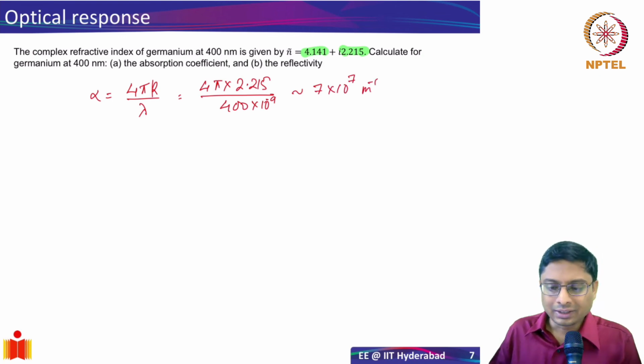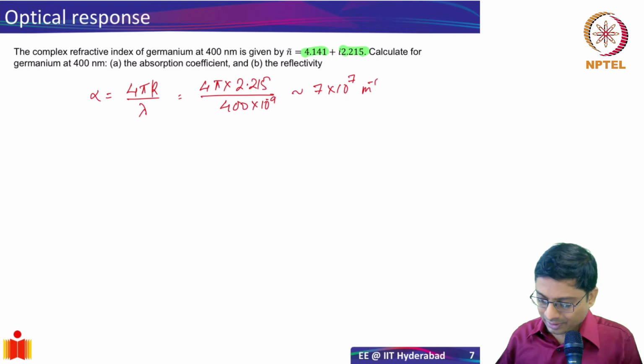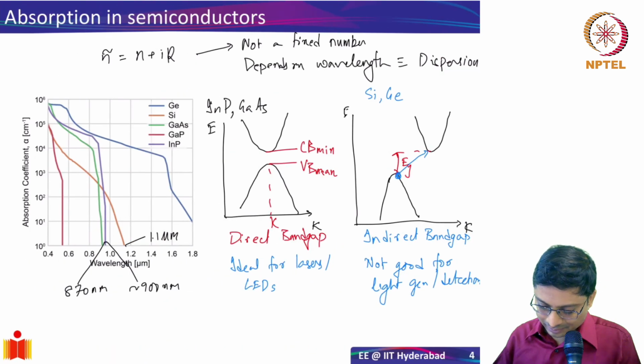Well, does it make sense? So this is per meter, right? It seems like a large number. If you go back and look at the slide we had on materials, germanium is about 10 power 5 and 10 power 6. So yeah, this is centimeter inverse.